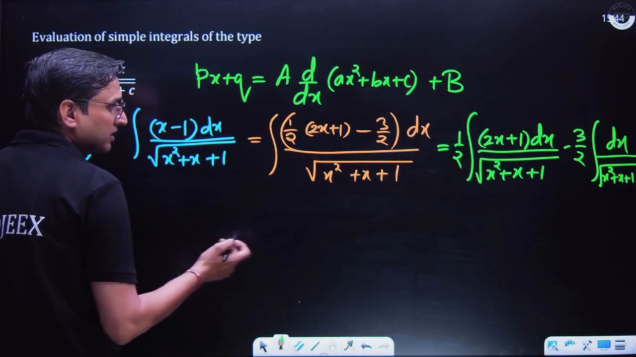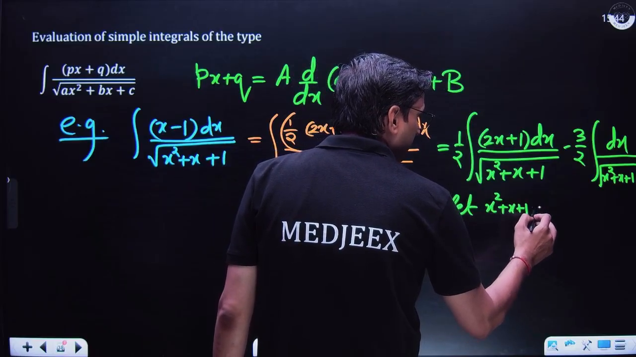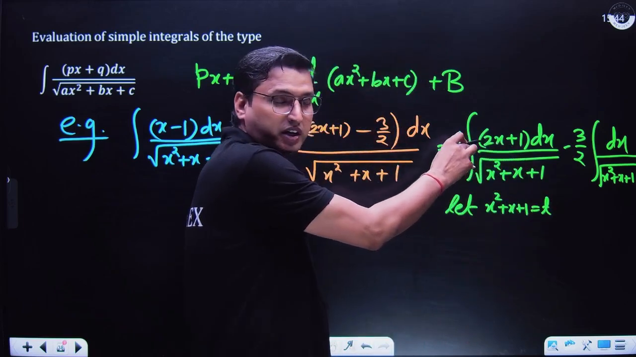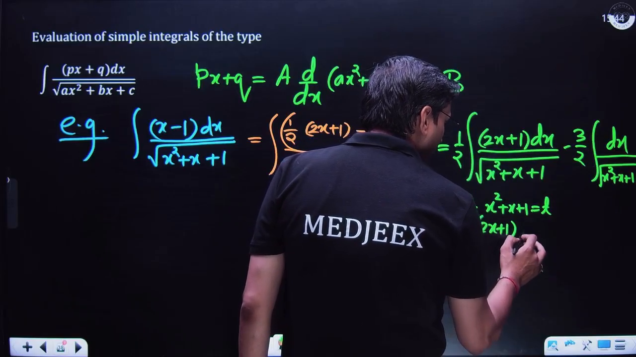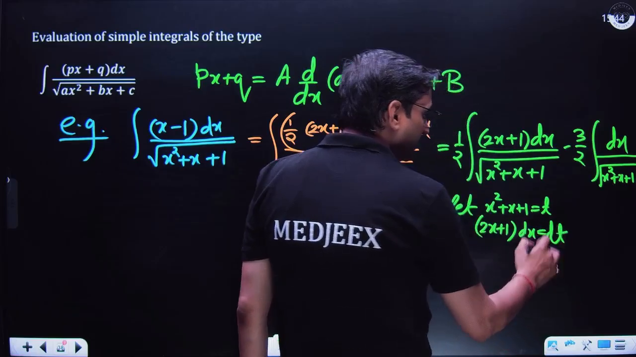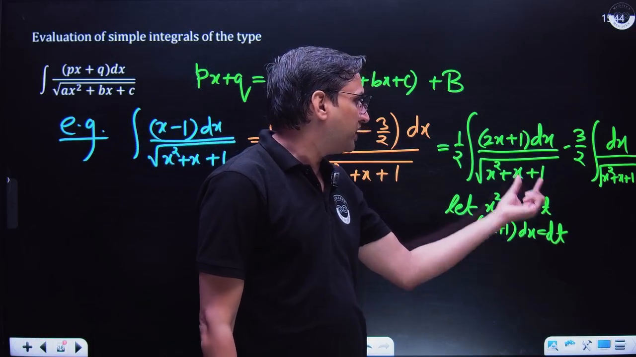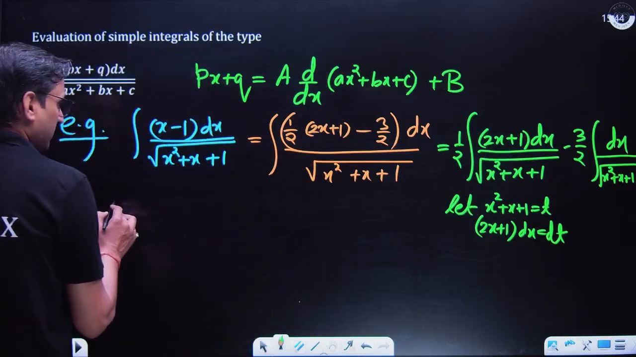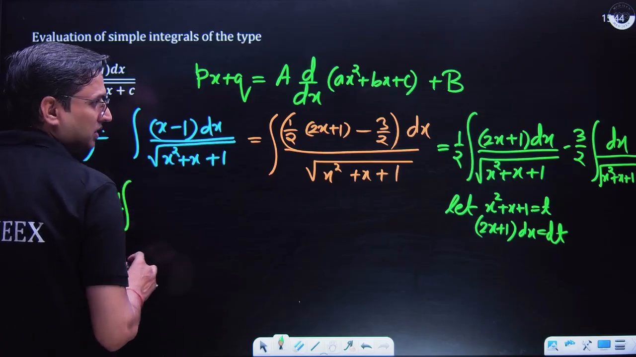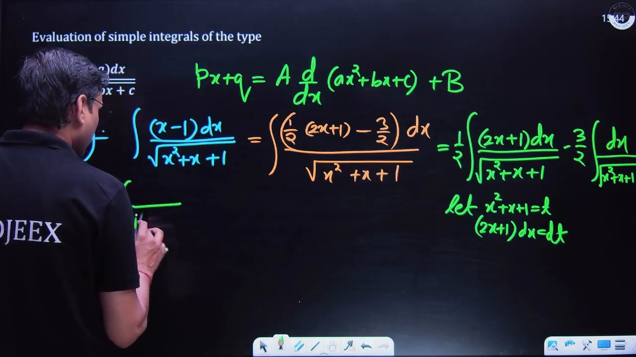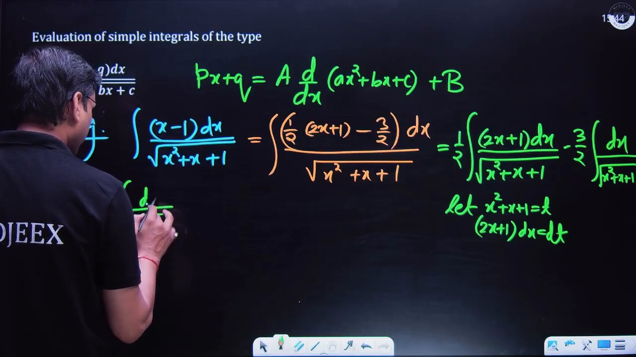Now let x square plus x plus 1 be equal to t, and after differentiating I get 2x plus 1 into dx is equal to dt. Is this understood? Any doubt? Now I substitute 2x plus 1 dx equals dt here, and this will become I is equal to 1 by 2 of root over t dt.